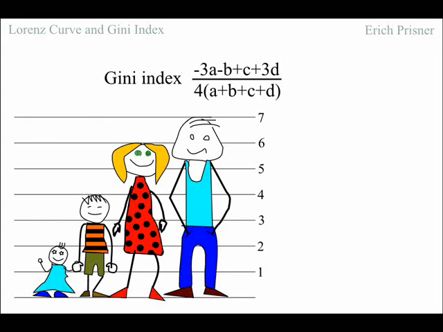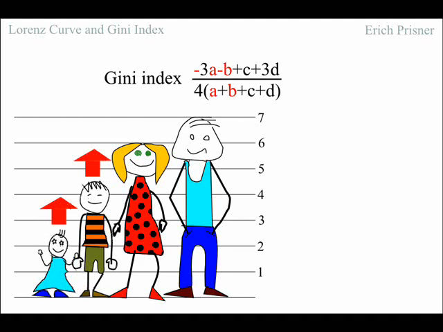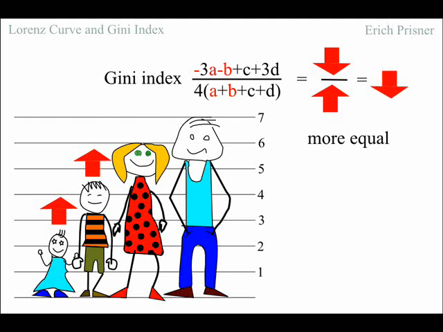What happens when children grow? From the formula g equals negative 3a minus b plus c plus 3d divided by 4 times a plus b plus c plus d, it is easy to see that if a or b increases, then the numerator of the fraction decreases while the denominator increases. This means the Gini index decreases, we get more equality.